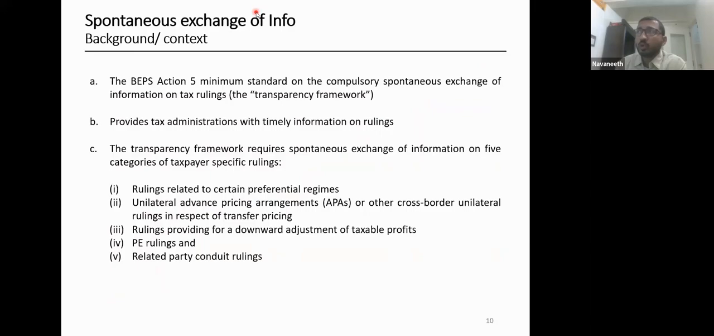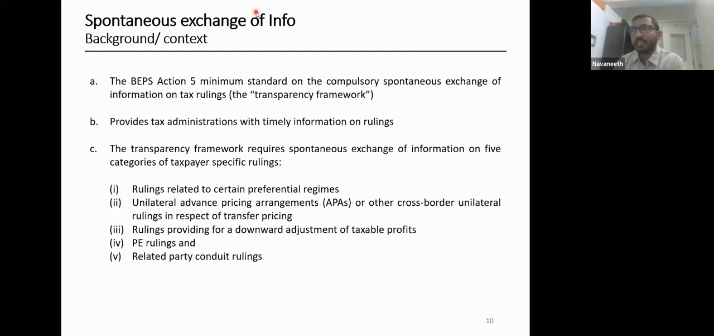There's also been a report on spontaneous exchange of information. BEPS Section 5 has a minimum standard on spontaneous exchange of information on tax rulings. What does this do? This is to enable tax administration with timely information on rulings that may help avoid or prevent any kind of BEPS action or BEPS activity.